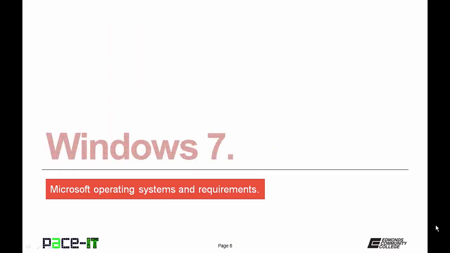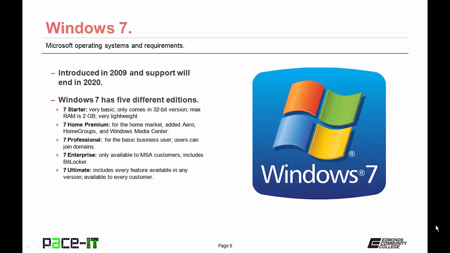Now let's move on to Windows 7. Windows 7 was introduced in 2009 and support for it ends in 2020. Windows 7 has 5 different editions. The basic edition is 7 Starter. It only comes in a 32-bit version, and the maximum amount of RAM that is supported is 2 gigabytes, but it is very lightweight. It was good for netbooks and tablets.